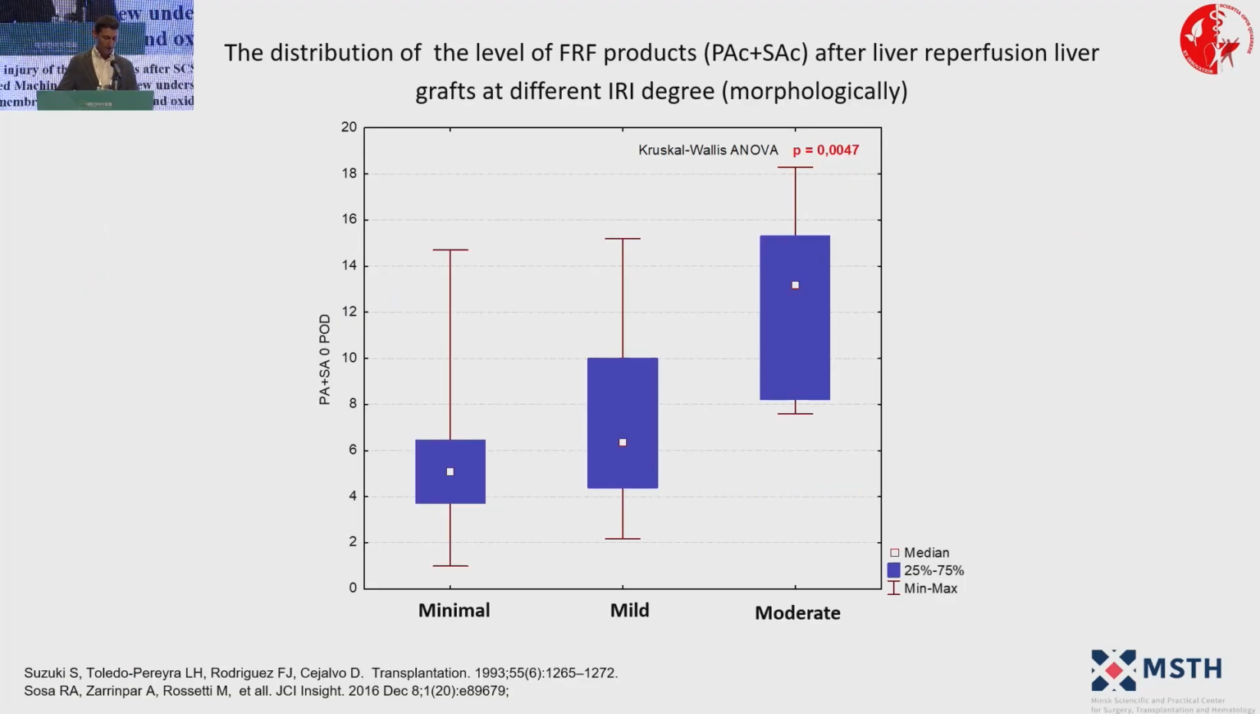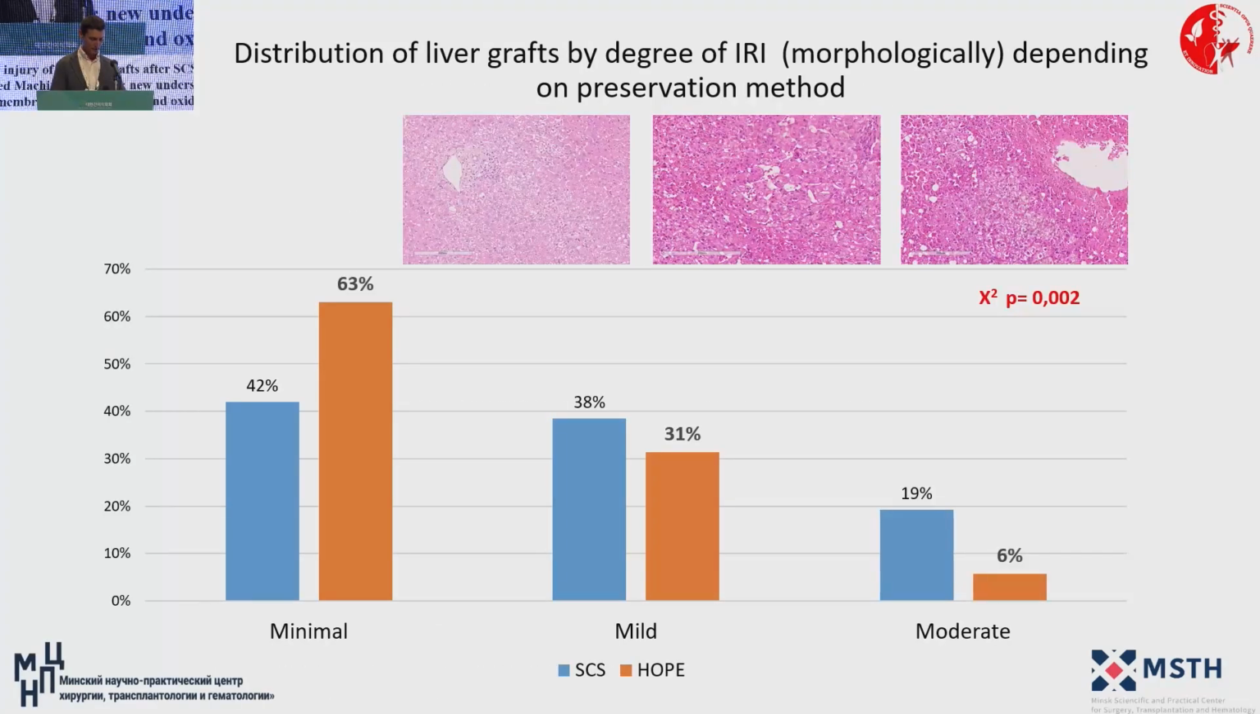We also discovered that the level of fragmentation products after 2 hours of reperfusion is in direct, strong correlation with the degree of ischemic-reperfusion injury. It should be noted also that in this group of patients we had no primary non-function. Also, morphological analysis showed that minimal ischemic-reperfusion injury was more prevalent in the HOPE group, while mild and moderate ischemic-reperfusion injury were detected with higher frequency among transplants that were preserved under static cold storage.